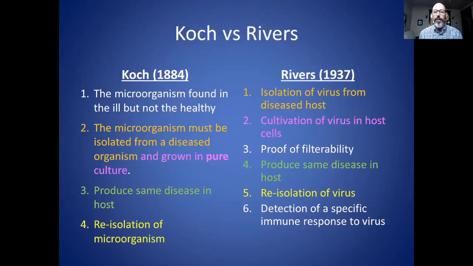Then the 5th criterion is re-isolation of the virus. So that's from the person that you produced the disease in. You can once again isolate that particle or agent from that person. And then finally, the detection of a specific immune response to the virus. And this is much more difficult to prove because of the specificity issue. But I'm not going to really cover that very much during this talk because it is, in my opinion, the least important of the criteria.